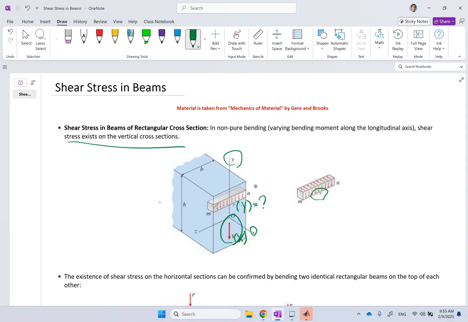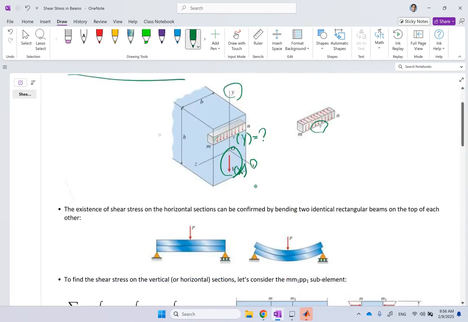And this is not in general a super easy topic to derive the equation for. For rectangular cross sections, it's much easier than the other ones. So we're going to focus first on the rectangular cross sections.